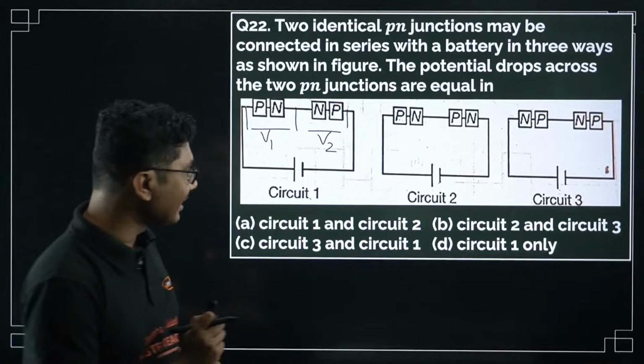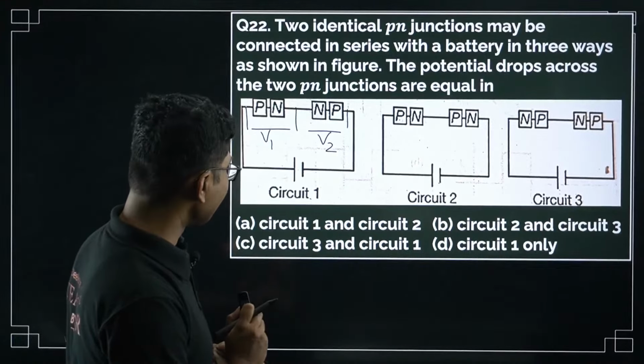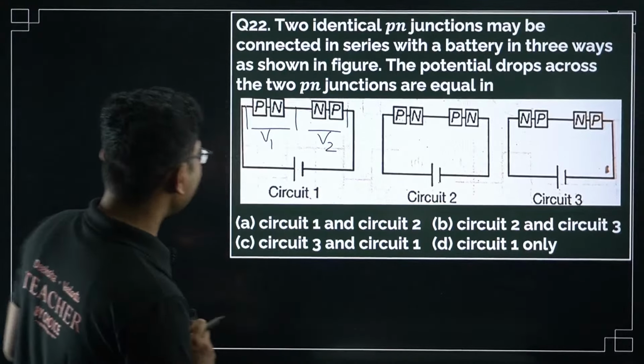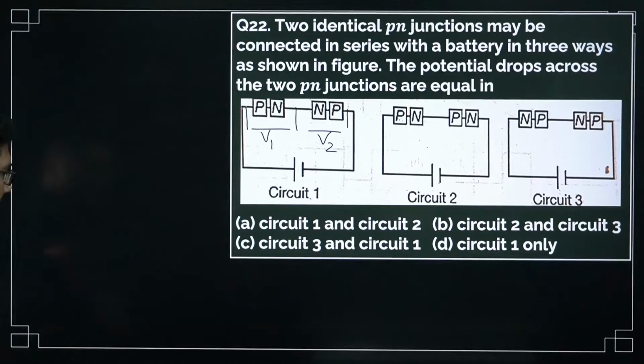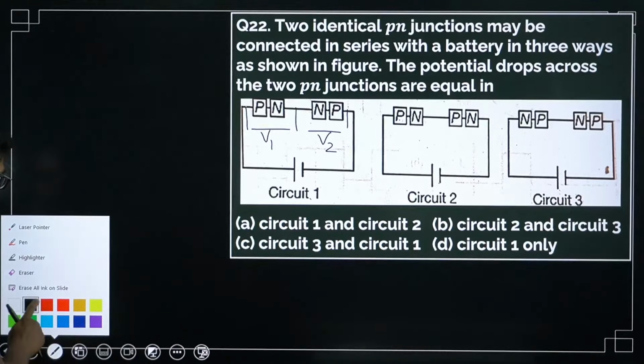So option C is circuit 3 and circuit 1. Let's see what you are saying. Manvi is saying option A. Rajiv is saying option D. Abhishek, COMEDK is slightly more difficult than KCET.